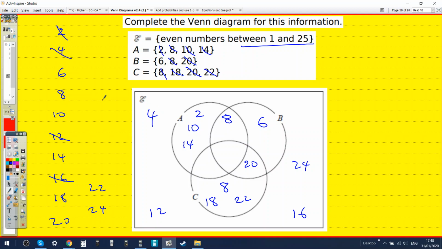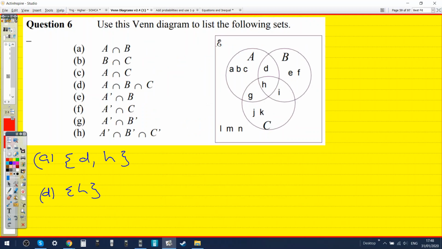So 4. Do we have 6? Yes. In B. 6, 8, 10, 12, 14, 16, 18, 20. Do we have 22? Yes. And we now have 24. Yes. Well done. Great. Not easy.